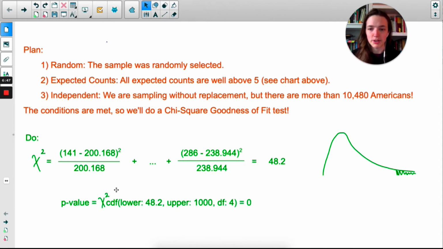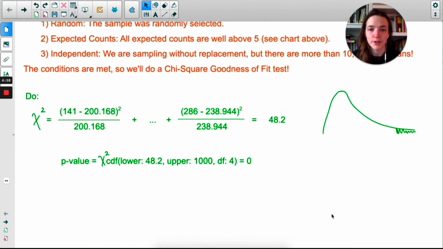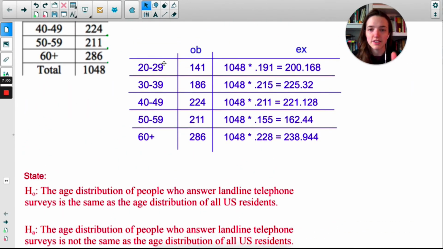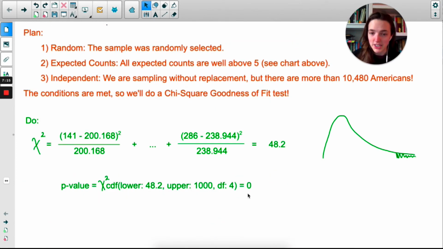So we can calculate our p-value. You're going to use chi-squared CDF, lower 48.2, upper 1,000. Degrees of freedom is the number of categories minus 1. So we have 20s, 30s, 40s, 50s, 60s. That's 5 categories. So we're using 4 as our degrees of freedom. Okay, but anyway, when you type it in, you get 0, or roughly 0, which is a very small p-value.